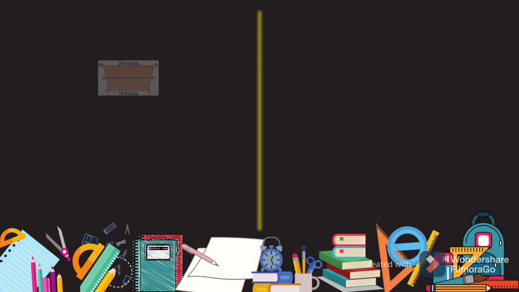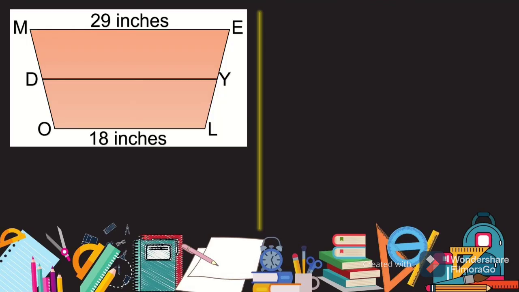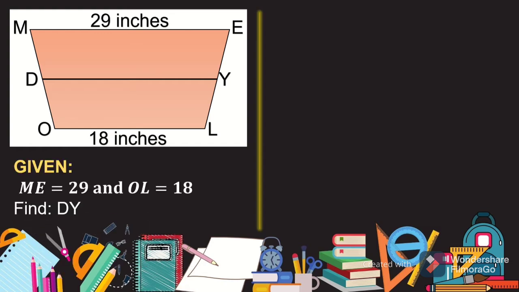Next example. Trapezoid MELO. Given, line ME is equal to 29 inches and line OL is equal to 18 inches. Then we need to find line DY. Same as in the first example, we have line DY is equal to 1/2 times the sum of line ME and OL.